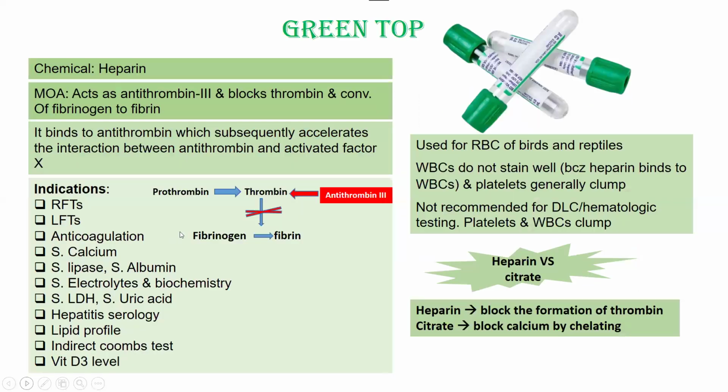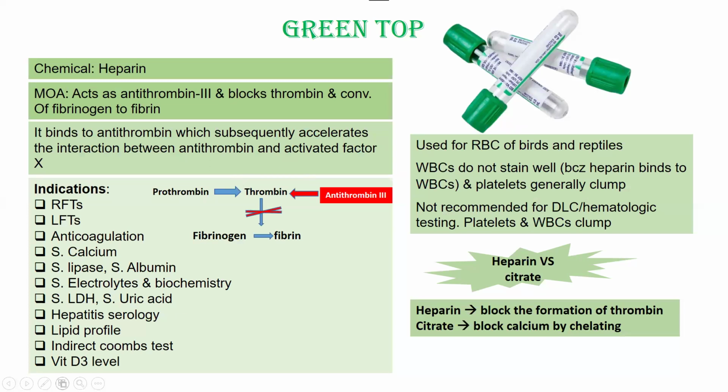Okay, next we have the green top tube. In the green top tube, the chemical is heparin, and heparin basically acts through antithrombin 3, and it blocks thrombin and the conversion of fibrinogen into fibrin. Basically, you can see that prothrombin is converted into thrombin, and thrombin converts fibrinogen into fibrin. That's the normal process of clotting. But what does antithrombin do? It acts on thrombin, and it does not let it function in a way that fibrinogen will be converted into fibrin. So basically, it stops the clotting process.